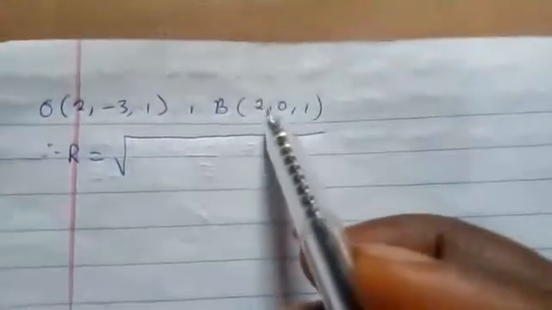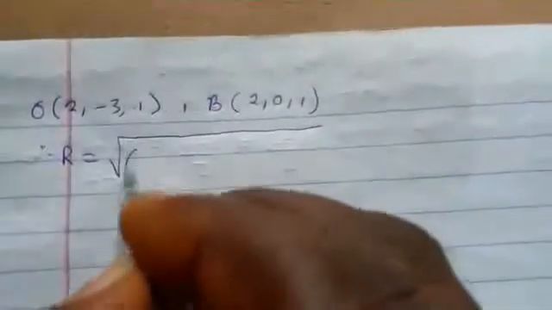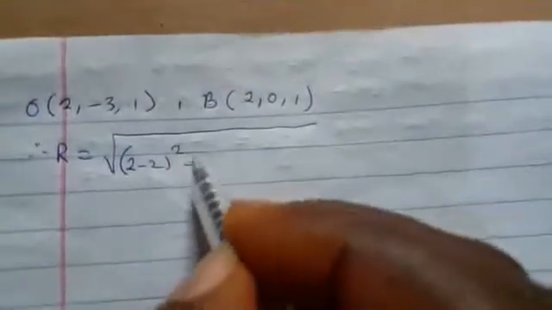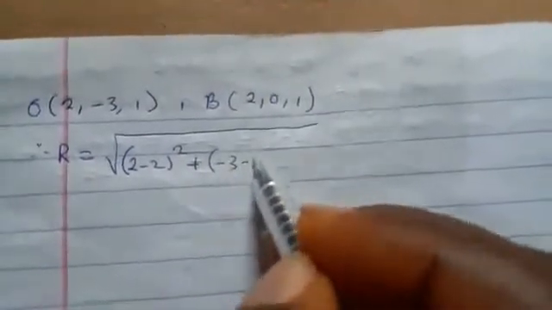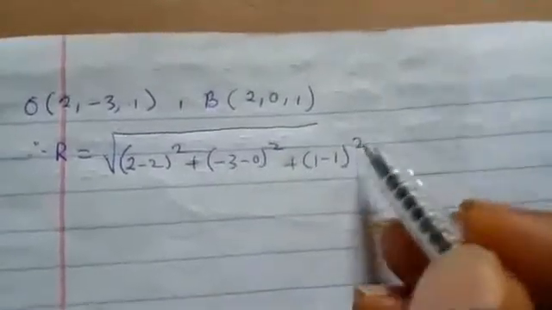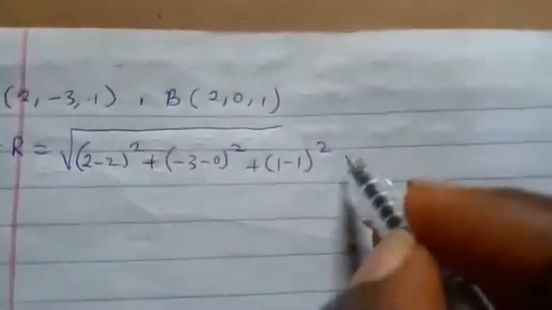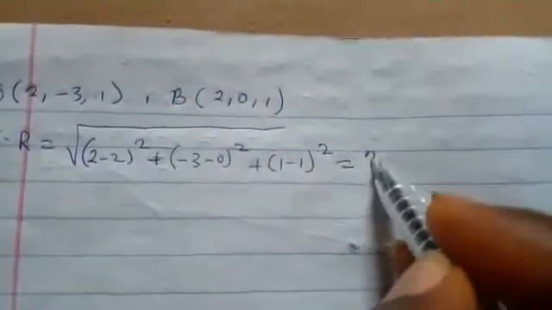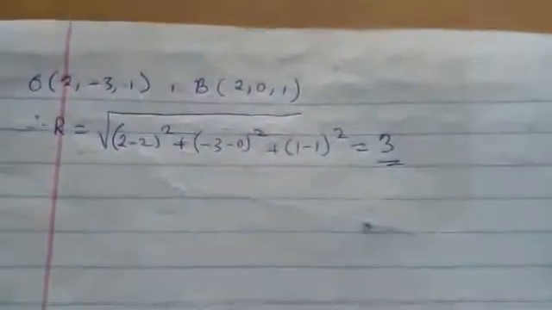Our O is this and our B is this. So the radius will be the distance between them. That is (2 minus 2) squared plus (minus 3 minus 0) squared plus (1 minus 1) squared. Take note that we can make use of A instead of B, so you can use any one you like. By the time we finish, we get our radius is 3.